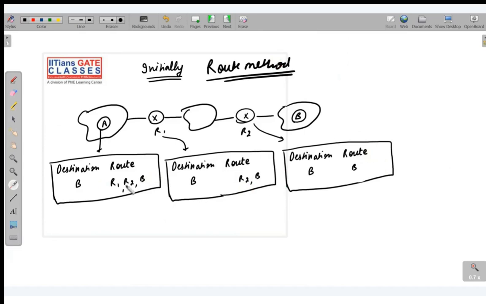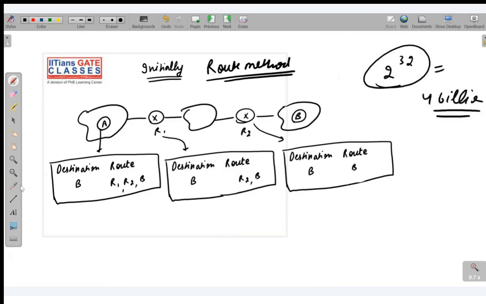So obviously, is it feasible now? No, not at all, because there will be many entries. Let me do it roughly: 2 power 32 total IP addresses are possible. So 2 power 32, that means 4 billion entries you have to make, and for each entry you have to show the route also. That is impossible. Now, as advancements were made, let me jump to the next slide.